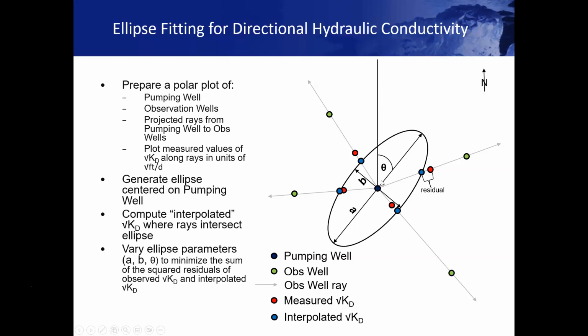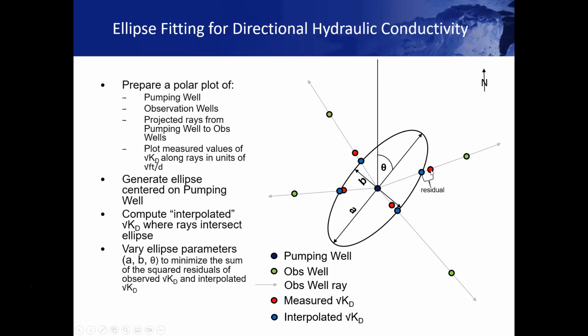And we plot the measured value of the square root of KD on that ray. So that's what these red plots are. There's a certain scale associated with the linear lines that become these rays, and so you plot those measured values in accordance with that scale. And then you seek to fit the best fit ellipse to those data points.